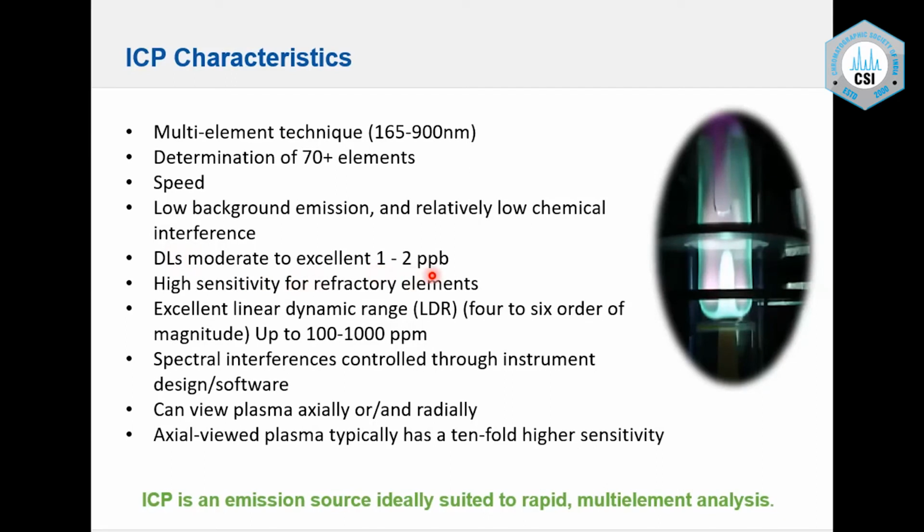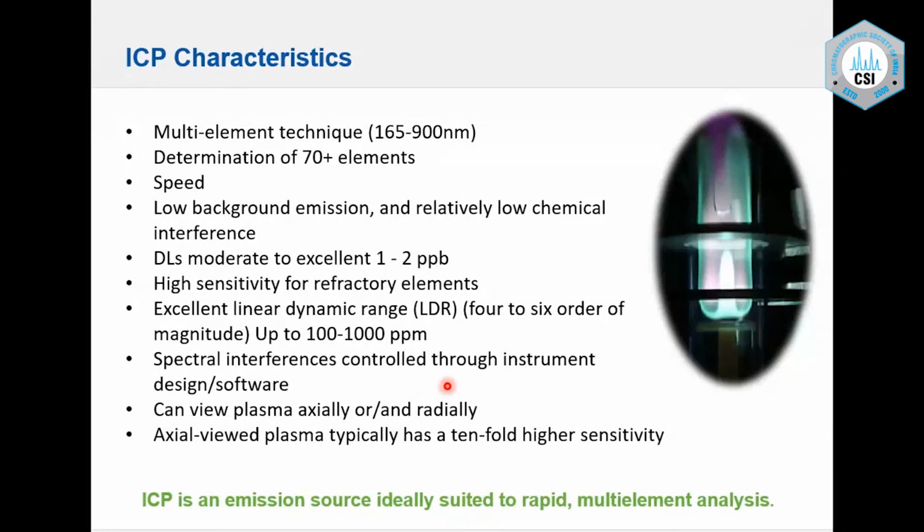It is highly sensitive for refractory elements as well, where you will find the issue in AAS. For refractory elements you don't get that sensitivity in AAS, but here, because of the higher temperature, you are able to do these refractory elements at the ppb level. Then the dynamic range is very wide in ICP-OES. You can do analysis from the ppb level up to 100 ppm or 1000 ppm, depending on the view you are selecting. The spectral interferences in ICP-OES can be controlled by software or by selecting different wavelengths.